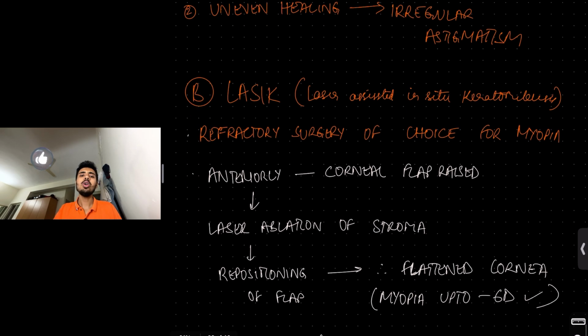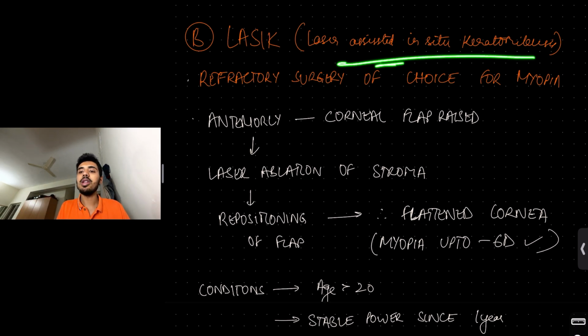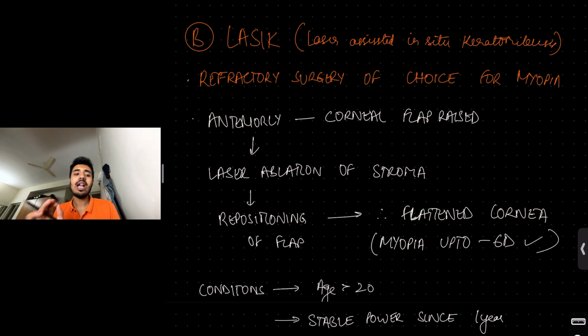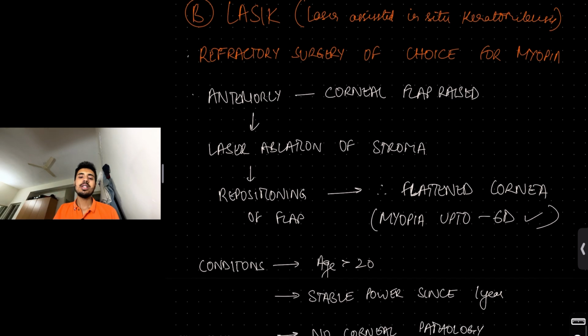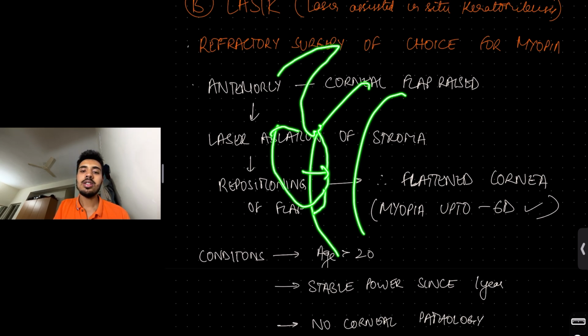Then coming to LASIK. Now, what is LASIK? Laser assisted in situ keratomileusis is the refractory surgery of choice for myopia. So, what do we do? See, this is the cornea. Let's say this is the cornea. We just take a flap. We take a corneal flap, a partial thickness corneal flap, and then we raise it upwards such that it becomes like this.